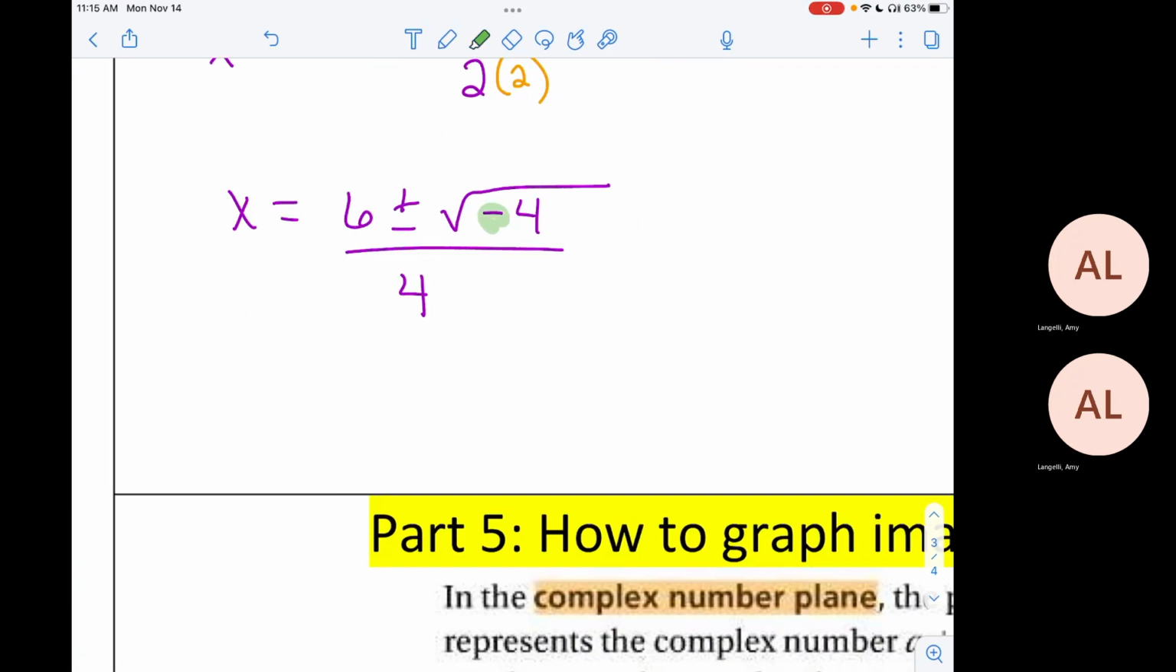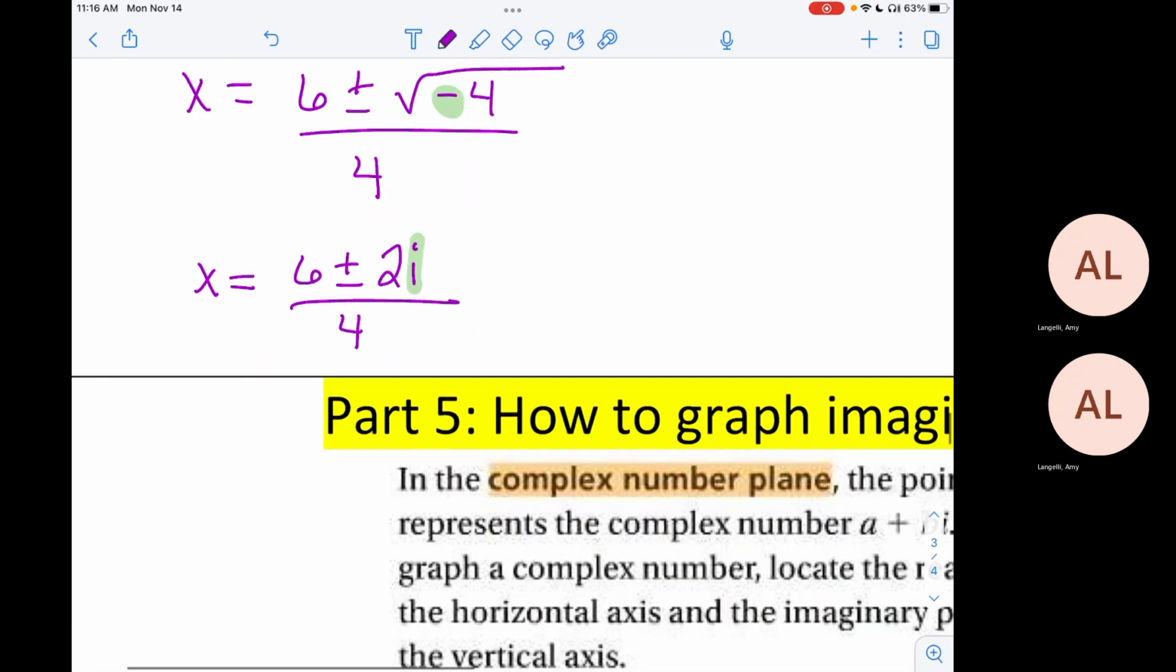And hopefully because of this negative, you can see why this is an imaginary problem. Imaginaries help us solve problems when we get a negative inside the square root. So we'll write x equals 6 plus or minus. Does anybody remember the square root of 4? 2. And then what about the negative? I. So because we had a negative on the inside, we have an I problem.